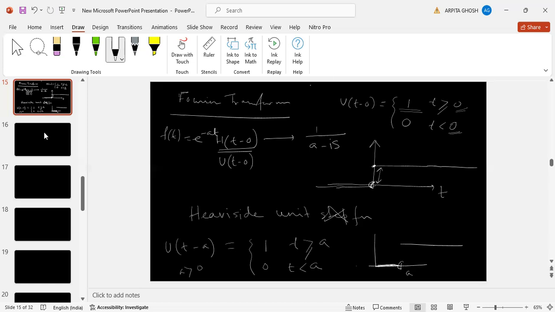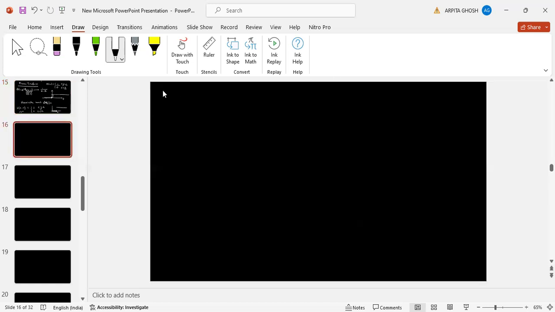Now what we were doing, we were discussing the Fourier transform of some of the important functions. Now the first function is e to the power minus at into h(t minus 0). That means this is e to the power minus at for t greater than or equal to 0 and 0 for t less than 0. And the Fourier transform of this function is 1 by a minus is. That is the first function whose Fourier transform we have to remember.